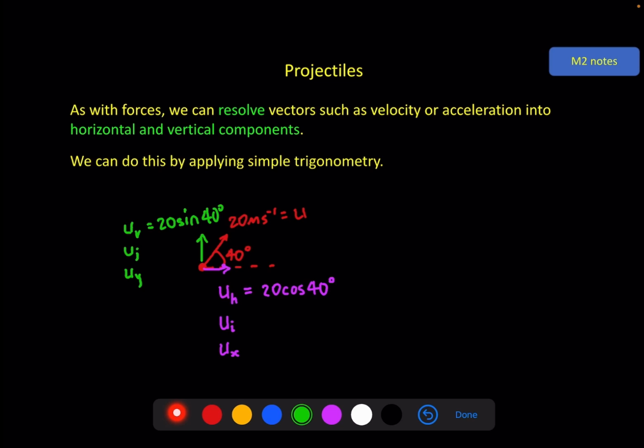And the reason this is important in this chapter is because of what we said in the previous video about the horizontal and the vertical motion being independent. If you've got motion like this initially, you need to be able to split it into these two components, because this component, if your particle is acting under gravity only, this component will not change, it will remain constant.